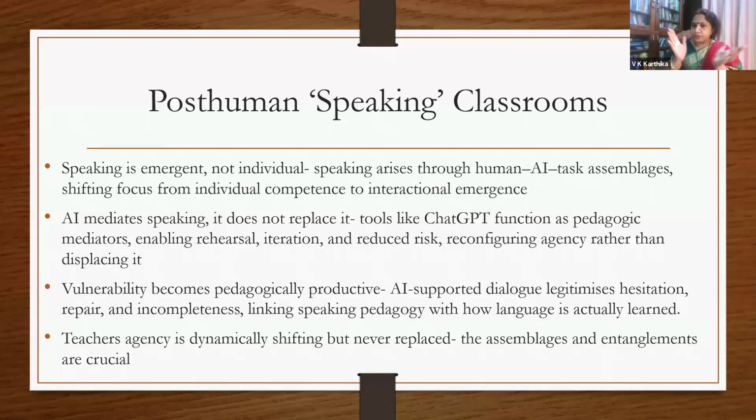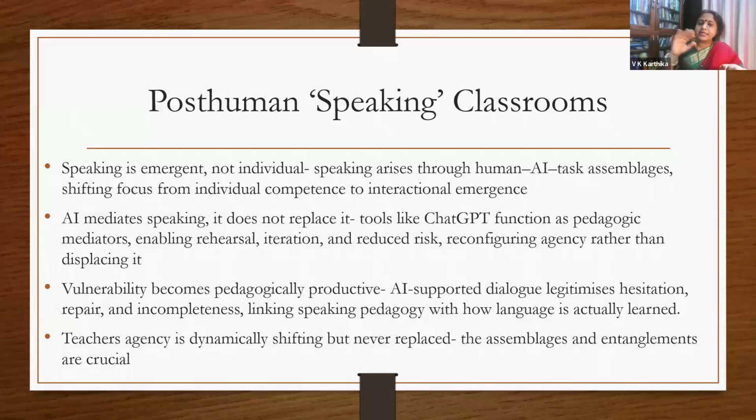And I'm just winding it up. When you're thinking about a post-human speaking classroom, speaking brings in two different meanings. You need to understand that it's an emergent, dynamic kind of thing. It arises through human-AI entanglements, and it focuses on individual competence to interactional emergence. Just like any other kind of interaction, but then AI can work on your commands and function as you say. How much can you do that with another human being is a question, right? So that facility we can tap.